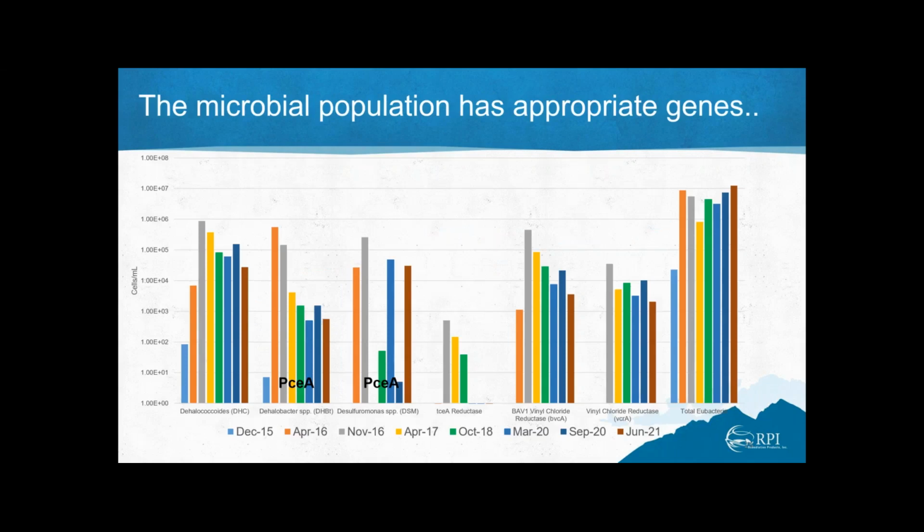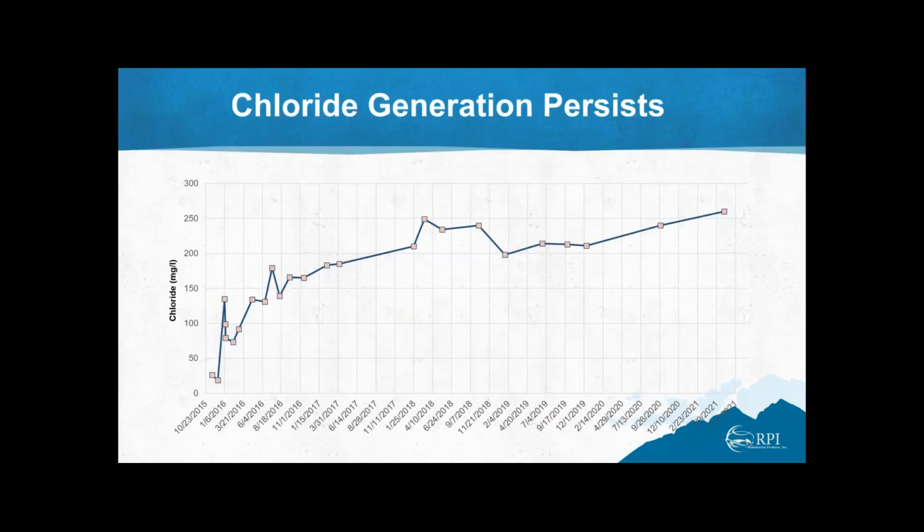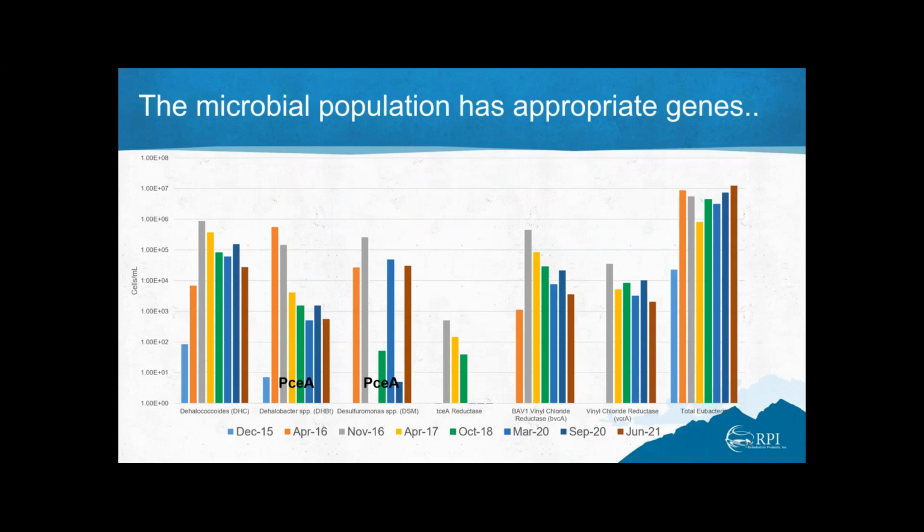Now, this is the microbial population from the same data that you've been looking at through this slide, and here. Now, the Dehalococcoides has everything you need to take you from PCE to ethene. The Dehalobacter has that PCA that tends to drop you at DCE. TCA will move you from DCE to vinyl chloride.